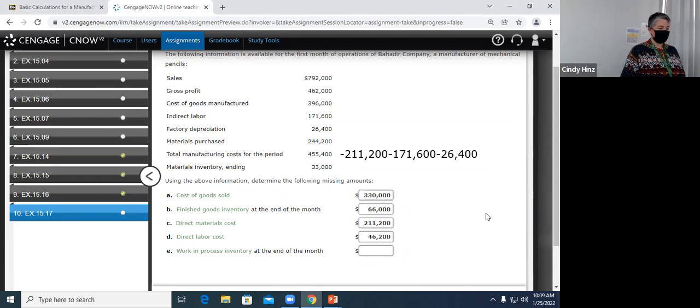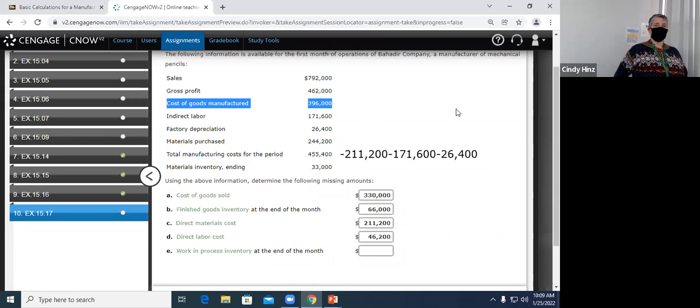Last question for the chapter. One chapter down and 13 to go. Work in process inventory at the end of the month. Well, we know there wasn't a beginning balance. We know what we added to it, that's the total manufacturing costs. And we know what we completed and moved out.